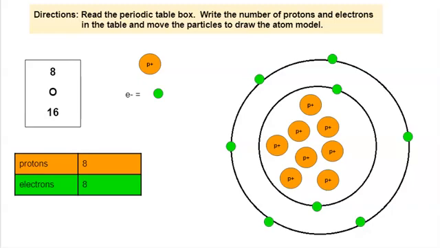Okay, in our next video we'll be looking at how atoms are different, part 2. In that video we'll start talking about the other part of the atom we haven't yet discussed, the neutrons.